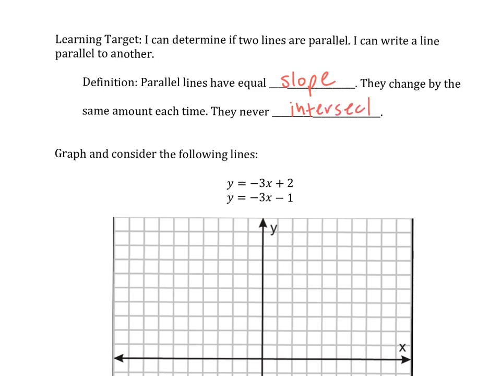They'll look basically like a pair of railroad tracks, right? They'll just be two lines that are next to each other but are never going to intersect. And they have the same slope, which means they're going to have the same level of steepness. So let's look at a couple lines here.